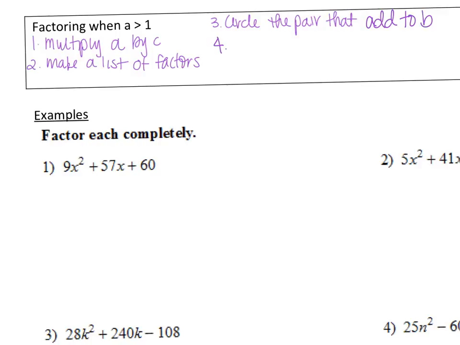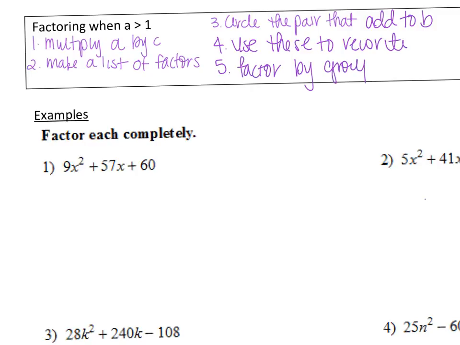Then fourth, and your second to last step, I just want you to use your newfound numbers. So use these to rewrite the equation in a way that you can actually split it up into two binomials. And lastly, number 5, factor by grouping. I'll show you what that means, but you're basically going to get two of the same binomial, and you're going to use that as one, and then the other one you're going to use as different.